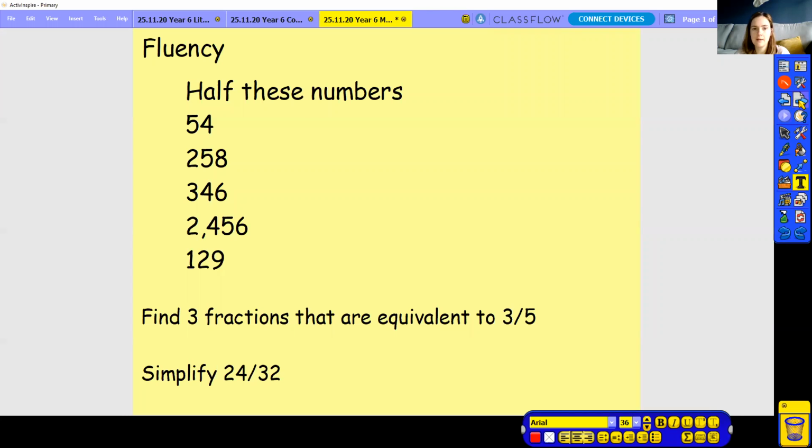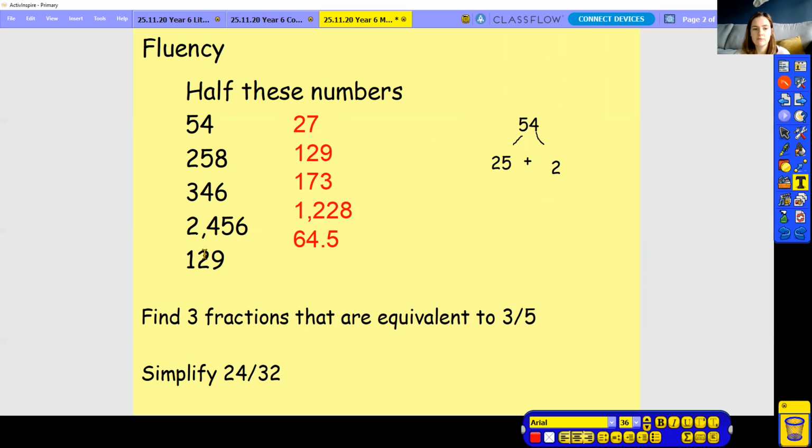So we're going to move on now. So these are the answers. I've just shown you how I would do it over here. So with 54, I would partition it, half the 50 first and get the 25, and then half the 4 and get the 2, and add it together, which gives you the 27. So that's just a little way I'd use to answer these. The second one is 129, 173, 1,228.